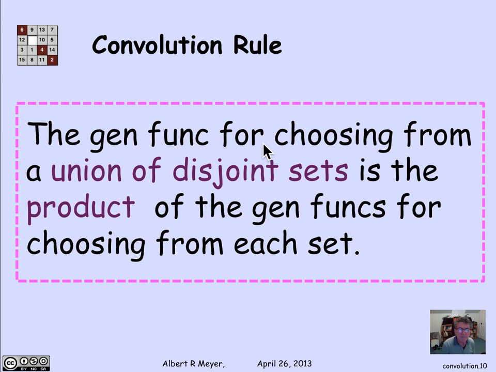So the general principle is that if I have a union of disjoint sets and I want to know how many ways there are to select n elements from these disjoint sets subject to the constraints that each set has, what I can do is just multiply together the individual generating functions for how many ways there are to select a given number of just the one kind of item. Multiply them together and I get a composite generating function.